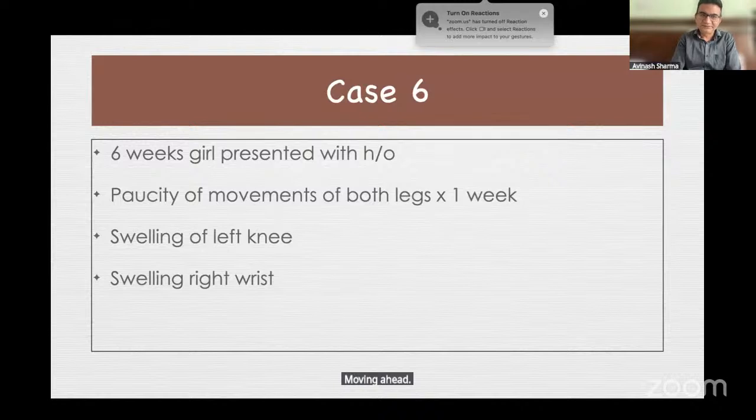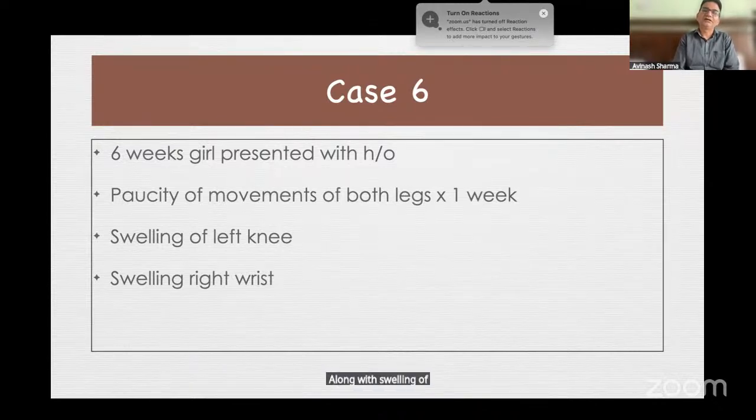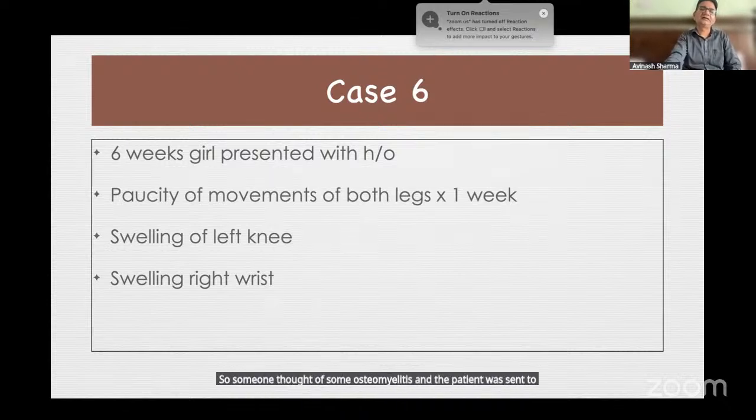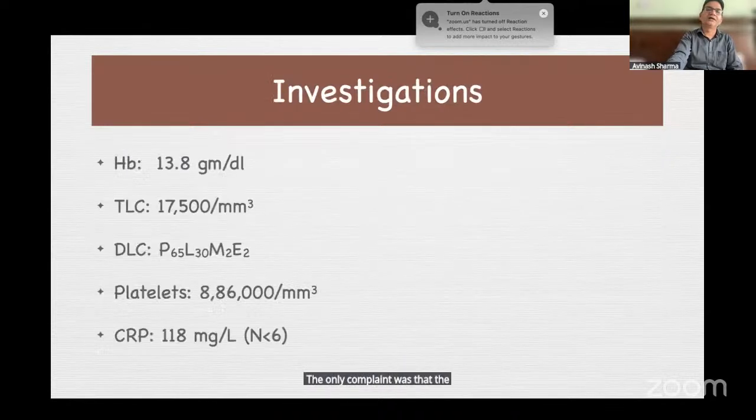Again, a young girl, 6 weeks, 1.5 months old, presented with history of paucity of movements of both legs, which the parents noted 1 week back, along with swelling of left knee and swelling of right wrist. So someone thought of some osteomyelitis, and the patient was sent to us. However, there was no history of fever, lethargy, poor feeding, rash. The only complaint was that the child was not moving her lower limbs as the parents would have liked.